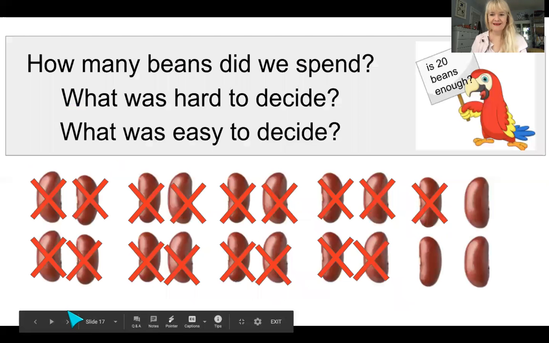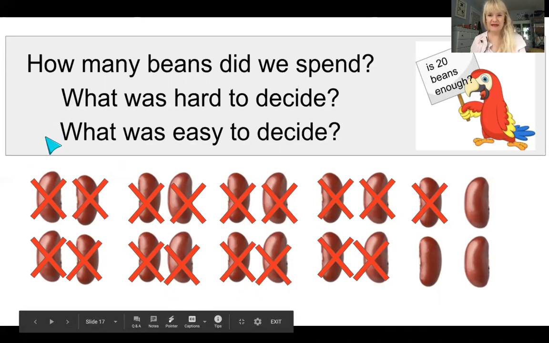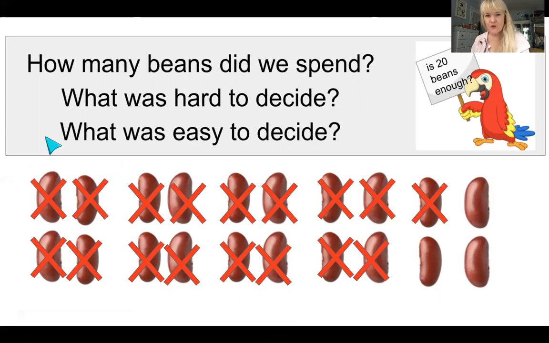All right, now let's look and see how much money we spent. How many beans did we spend? Was it hard to make those decisions? Which categories were easy to make decisions and which ones were harder? Did you feel like 20 beans was enough? Or was it a little bit frustrating?